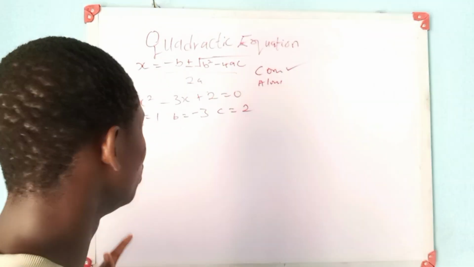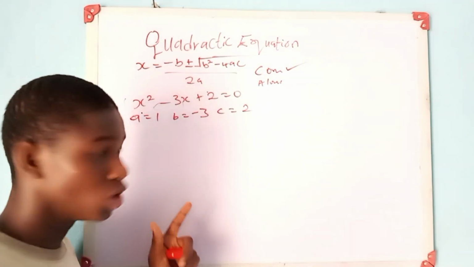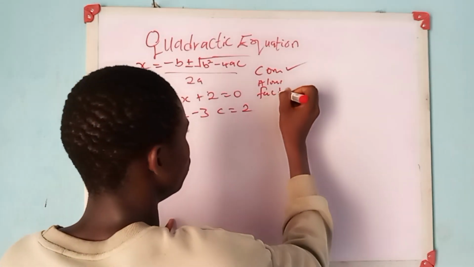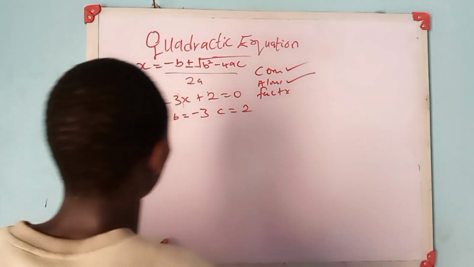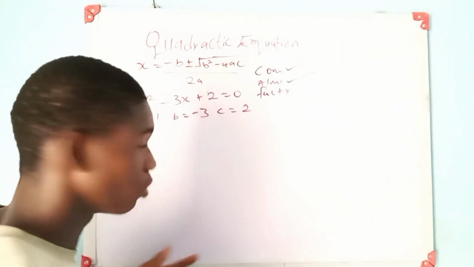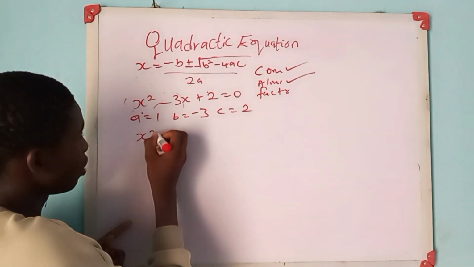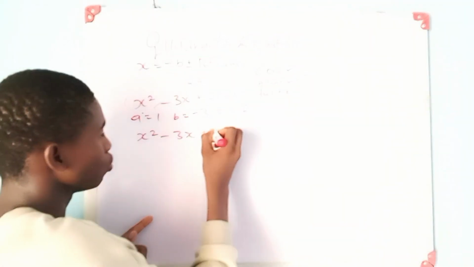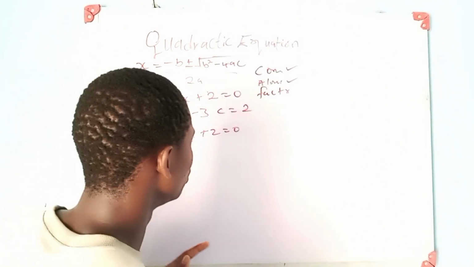So now what I'm going to be doing is to go to the last method, which is the factorization method. So we are done with this. Let's come to factorization method. So now how do we factorize? So when we have this, which is x squared minus 3x plus 2 is equals to 0, what we are going to be doing is to what?